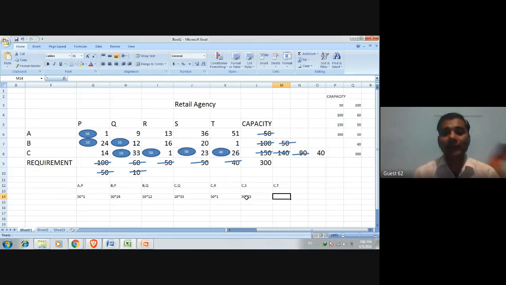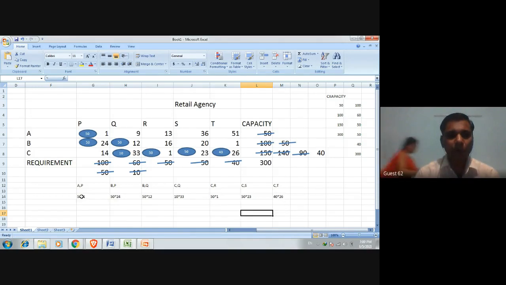And the last retail agency, that is T, we have sent 40 units from C to T, and per unit cost is 26. So we will multiply 40 into 26. Okay. These are the transportation costs from the different sources to different retail agencies. Now, actually, we are solving this problem in the Excel sheet. So I'm applying a formula to solve this.